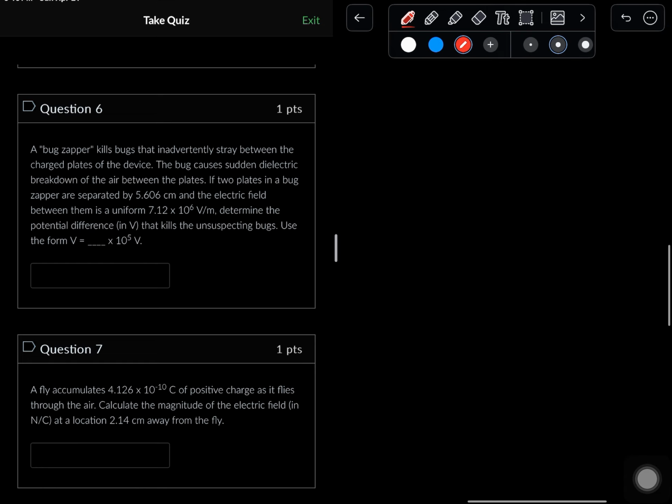Question number 6 states that a bug zapper strays between charge plates of a device.